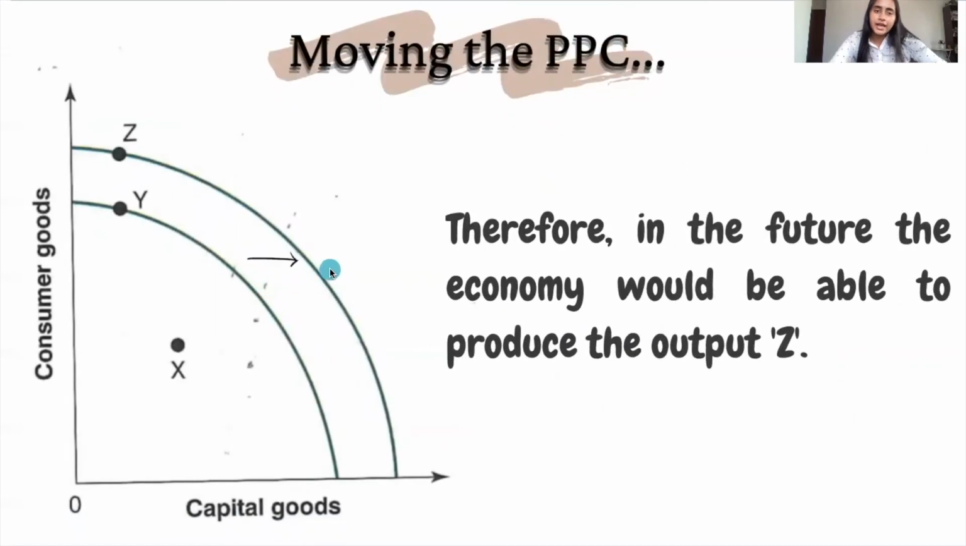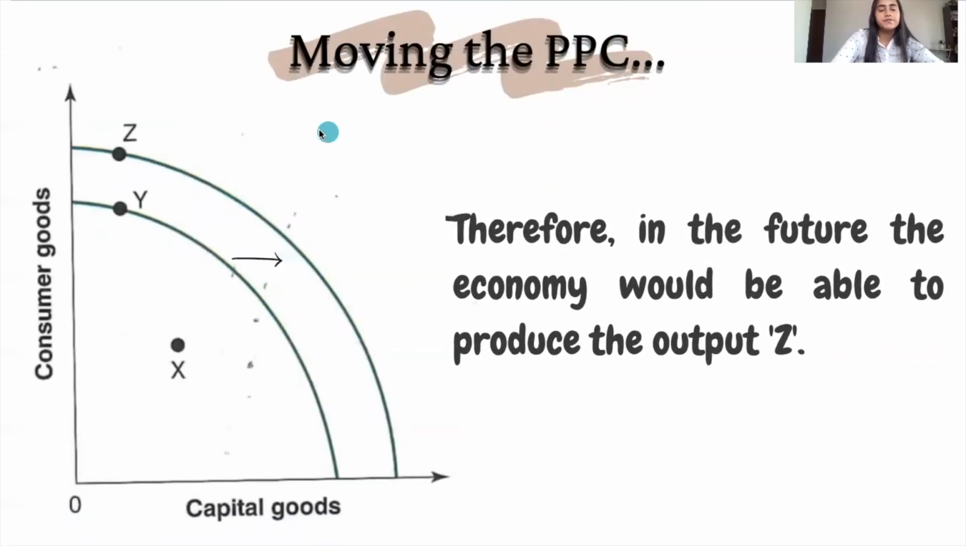And by doing that, there would be a shift in the curve. Therefore, in the future, the economy would be able to produce the output Z. You don't have to only produce output Z. You can produce output anywhere on this curve. So that wraps up the concept of production possibility curves.